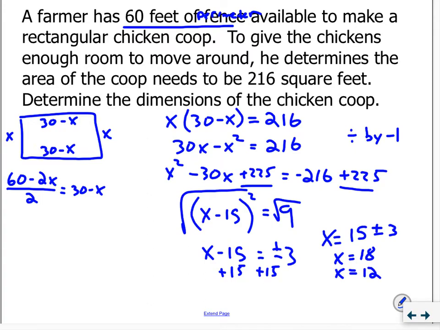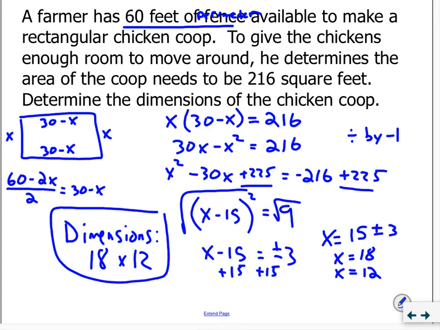I got two positive answers. Which one do I keep? I'm going to keep them both, because no matter which I use for x, if I use x equals 18, 30 minus 18 is 12. If I use 12, 30 minus 12 is 18. So my dimensions are 18 by 12. Those are my dimensions. So I solved that one by completing the square.